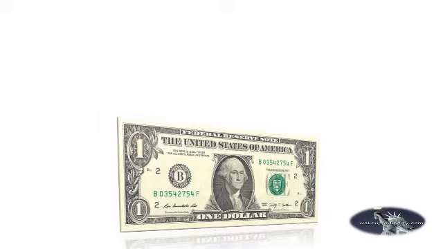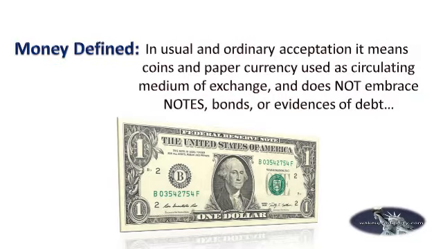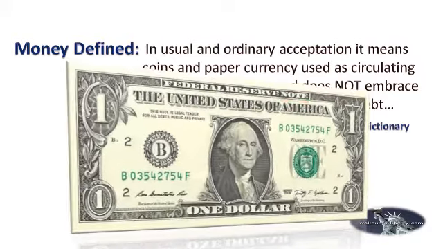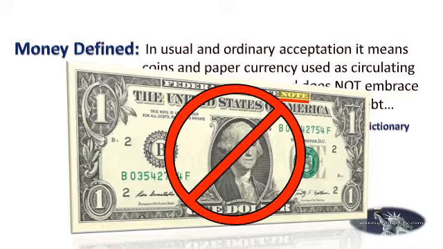This brings us back to the current US dollar and to the next question: is it money? It is interesting how money is defined. In usual and ordinary acceptation, it means coins and paper currency used as a circulating medium of exchange, and does not embrace notes, bonds, or evidence of debt. Therefore, notes, as in the US dollar, are not to be included as money, since they are a representation of debt, which we will address shortly.